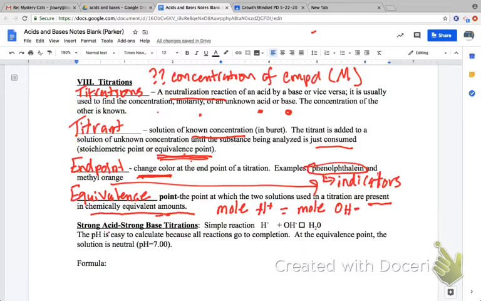For a strong acid and a strong base titration, where we have that simple net ionic reaction we looked at, where the hydrogen ion from the acid and the hydroxide ion from the base come together to form water, the pH is easy to calculate because the reactions all go to completion, and the equivalence point is whenever my pH is equal to 7. Like I said, this is just strong acid, strong base.